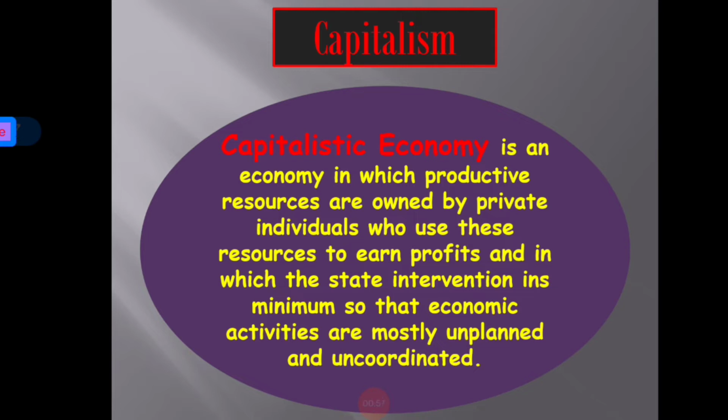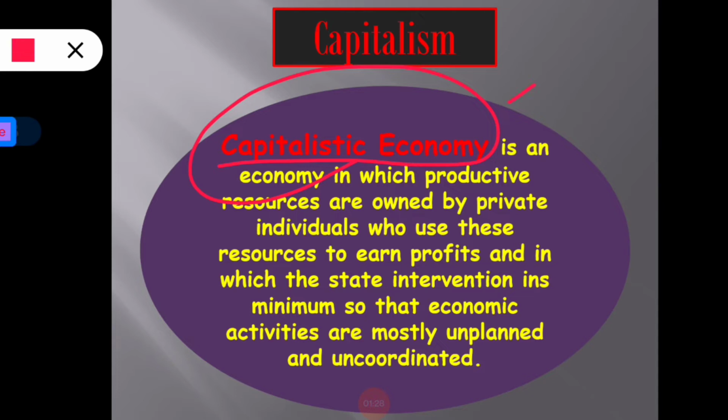So here we can see the definition of capitalism. We have already discussed economies are of three types on the basis of the nature of the economic system. So there are three parts. The first one is a capitalistic economy, second one is a socialistic economy, and third one is a mixed economy. So today we will explain only the first one, that is the capitalistic economy or capitalism.